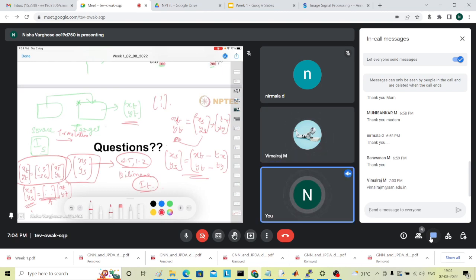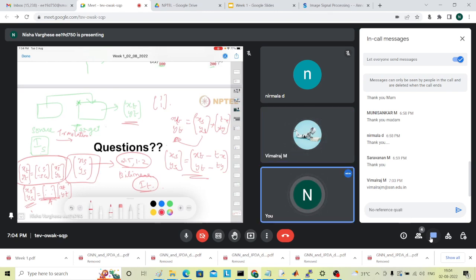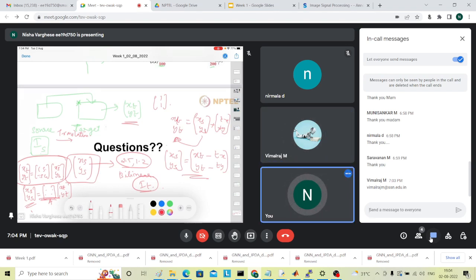Some no-reference quality measure, did you search for that? Yes, ma'am. I have searched all the non-reference metrics, including GLCM features also, NIQE, PAQ, SSIM, everything. But NIQE and PAQ, I have already used them, but those methods are not accurate actually.